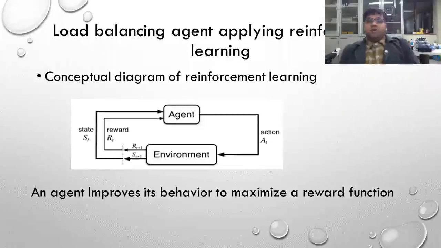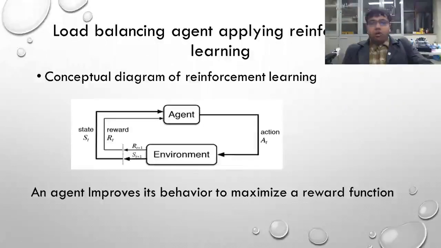Now, in reinforcement learning, we can separate the main components into two parts: one is the agent and one is the environment. The agent takes some kind of action, that is A. For this action, it gets to a new state and it gets a new reward. That reward is given to the agent. If the reward is positive, the agent takes that kind of action more. If the reward is negative, it doesn't take that action and it goes to a new action, moving from one state to another. So basically, the agent improves its behavior to maximize a reward function.